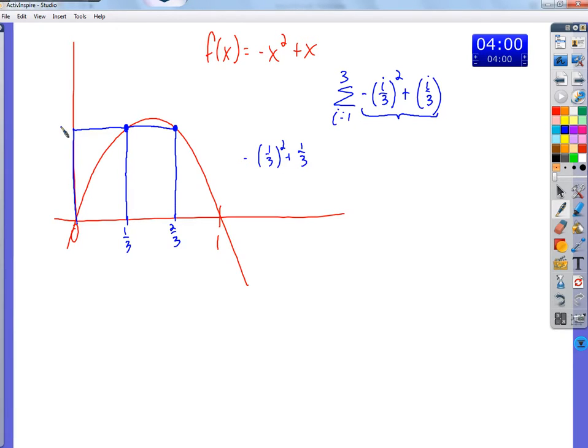If we want to find the area of a rectangle, what do we need? Height times width. How wide is this rectangle going to be? 1/3. What about this one? 1/3. What about this one? 1/3. Oh, so that's the convenient thing about making them equal width: we just get to multiply this, the height, times 1/3, the width.